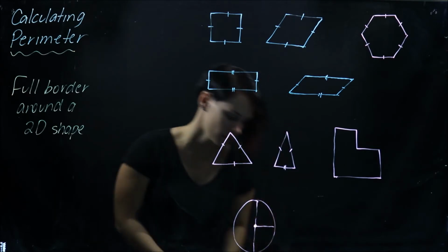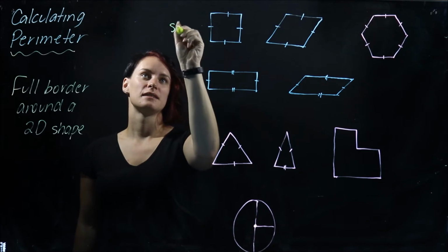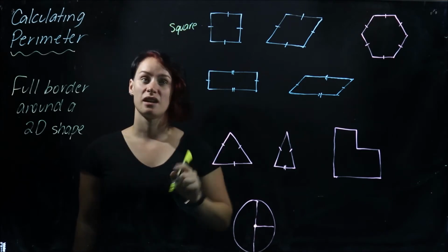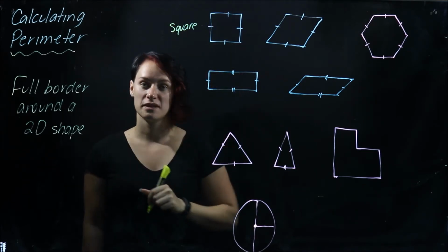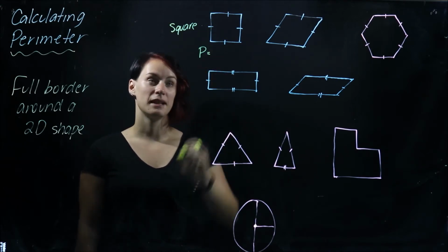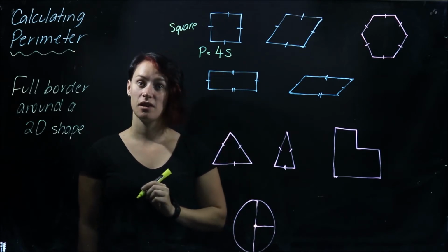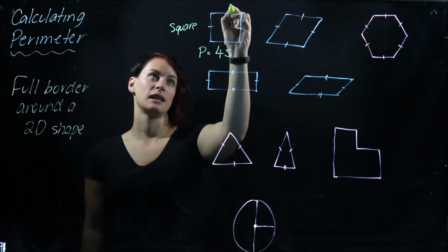Alright, so nice and simple. We're going to start with the square. We understand what this is: a four-sided shape, and it's got four equal sides. And our perimeter is therefore going to have four of the same length, which makes it 4 times S for side, right? 4 times this side here.